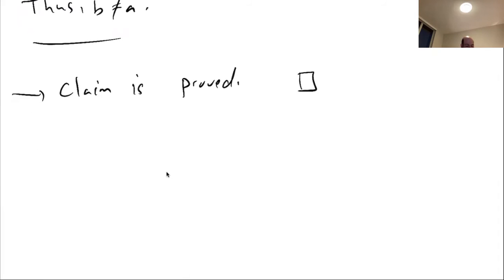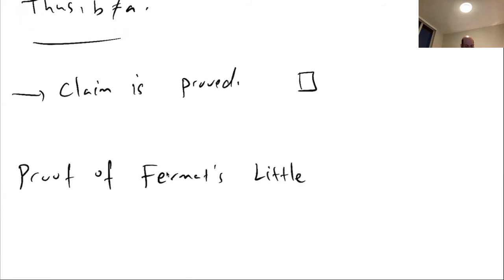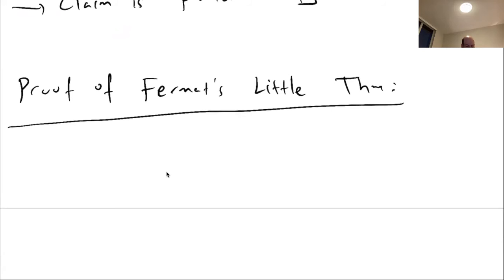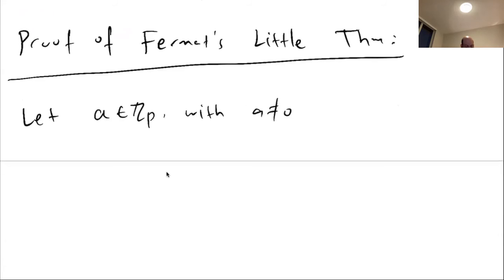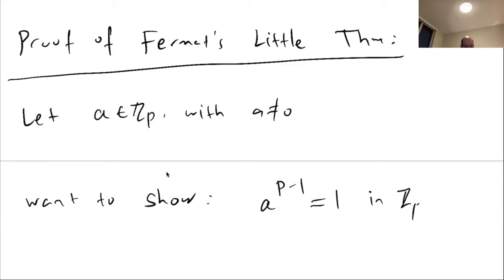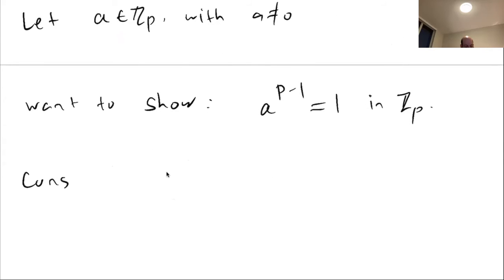Okay, now we are ready to prove Fermat's Little Theorem. So let a be in ZP with a not equal to 0. We want to show a to the power P minus 1 equals 1 in ZP. So consider these elements: a, 2a, 3a, all the way to (P minus 1) times a.